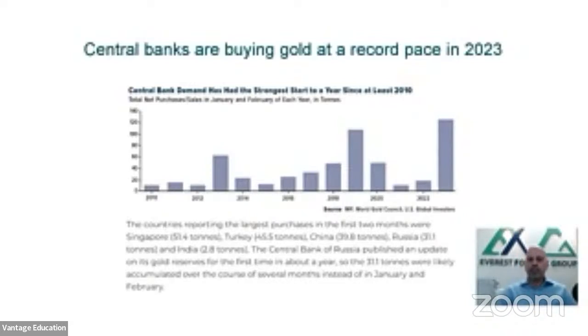So this chart here is showing us that we've had almost 140 tons of gold being purchased in the first 2 months, and the biggest buyers were Singapore, Turkey, China, Russia, and India, right? So we've had big central banks buying physical gold in huge demand in 2022, and this trend has continued in 2023. So we know that there's a strong demand for gold from central banks.